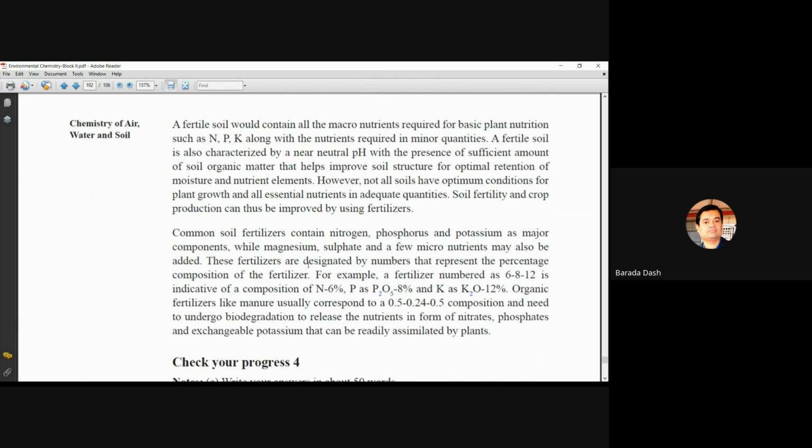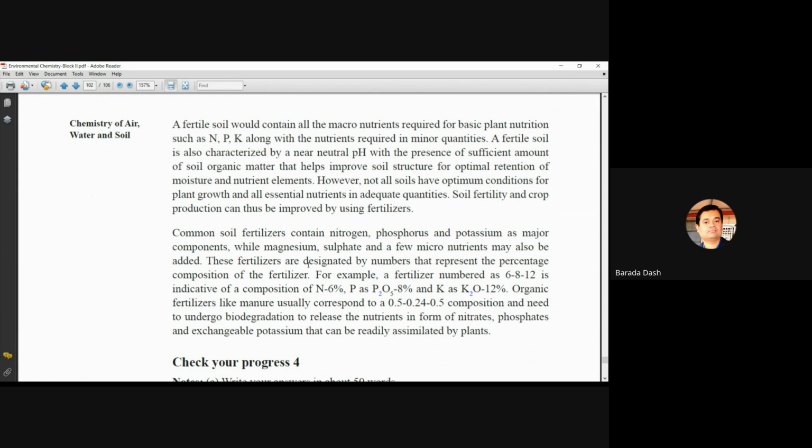And then the presence of a sufficient amount of soil organic matter helps improve soil structure for optimal retention of moisture and nutrient elements. However, not all soils have optimum conditions for plant growth and all essential nutrients in adequate quantities. Soil fertility and crop production can thus be improved by utilizing fertilizers.